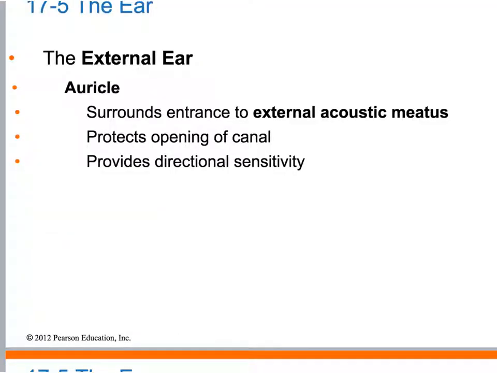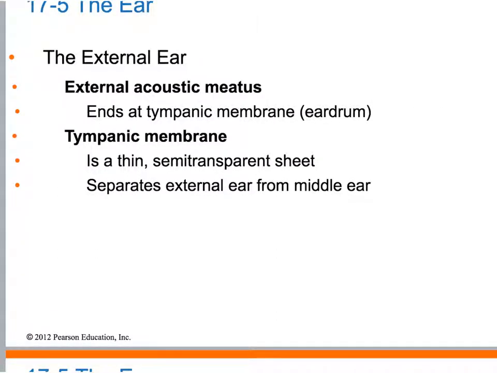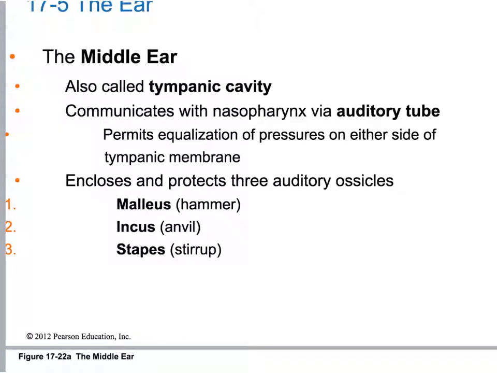The external ear is called the auricle. It protects the opening of the canal and it provides directional sensitivity. In the external ear, we have the external acoustic meatus. It ends at the tympanic membrane, or the eardrum. The tympanic membrane is a thin, semi-transparent sheet, and it separates the external ear from the middle ear.